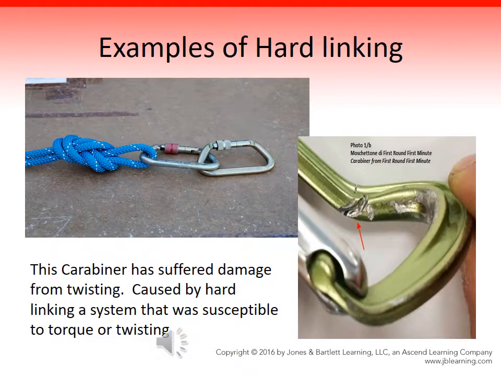Here we have a carabiner hooked directly to another carabiner. If this system rotates and there's no relief, it can break or significantly damage the carabiner. On the right, we see a picture of a carabiner that was damaged by rotational force. It does not appear to have broken, but it is significantly damaged and could have failed. To avoid hard linking, rig a soft link, such as a section of webbing or rope, between the hard links.